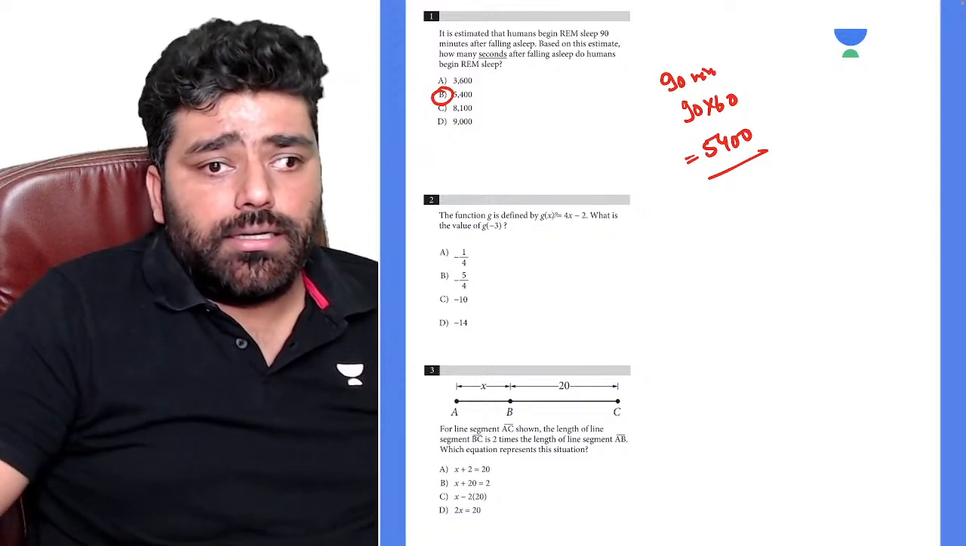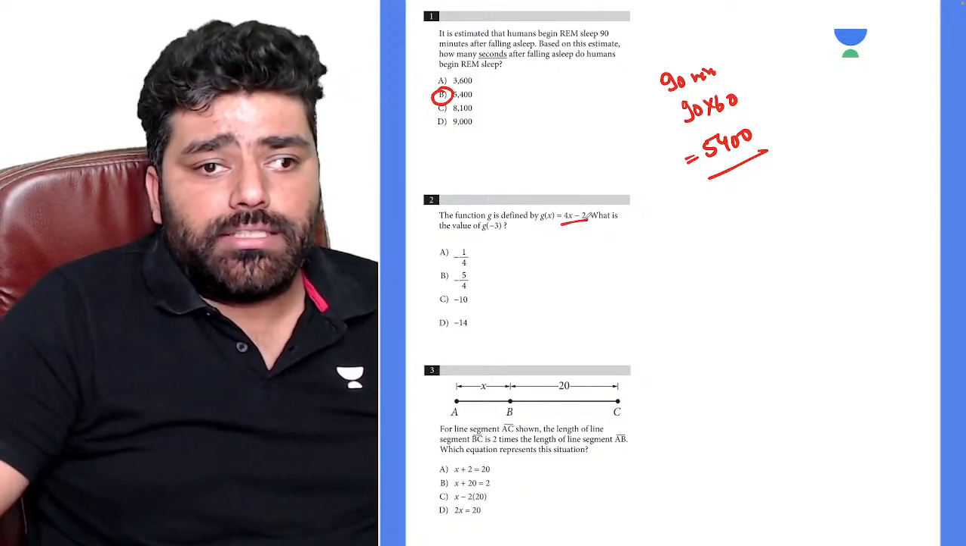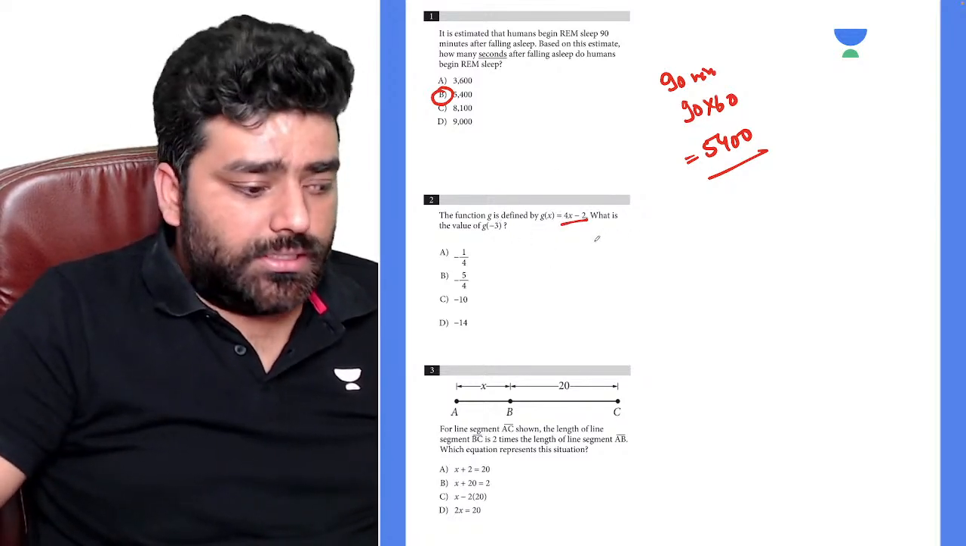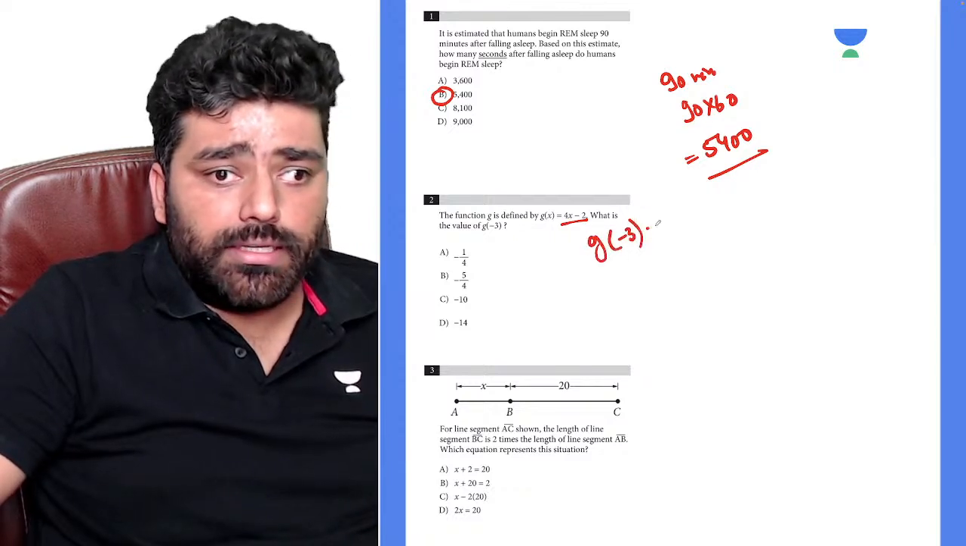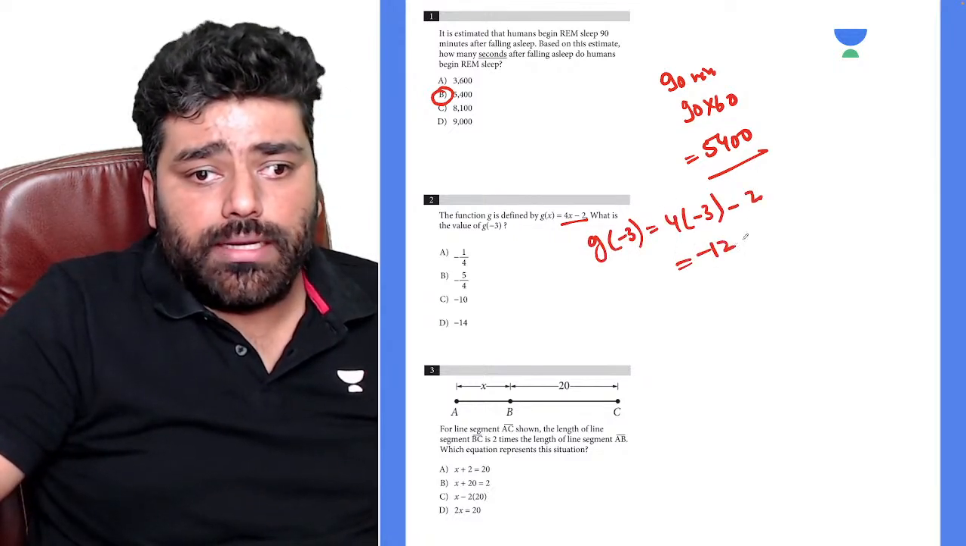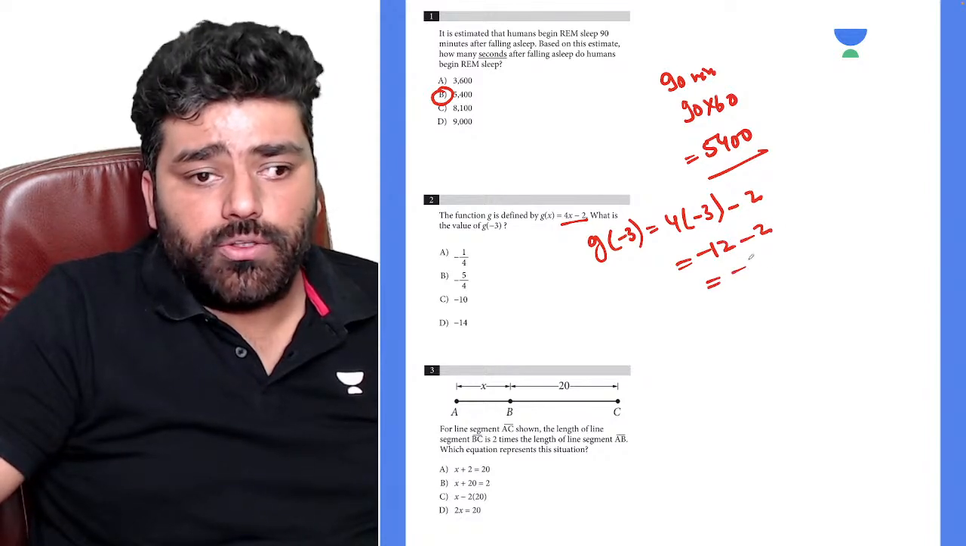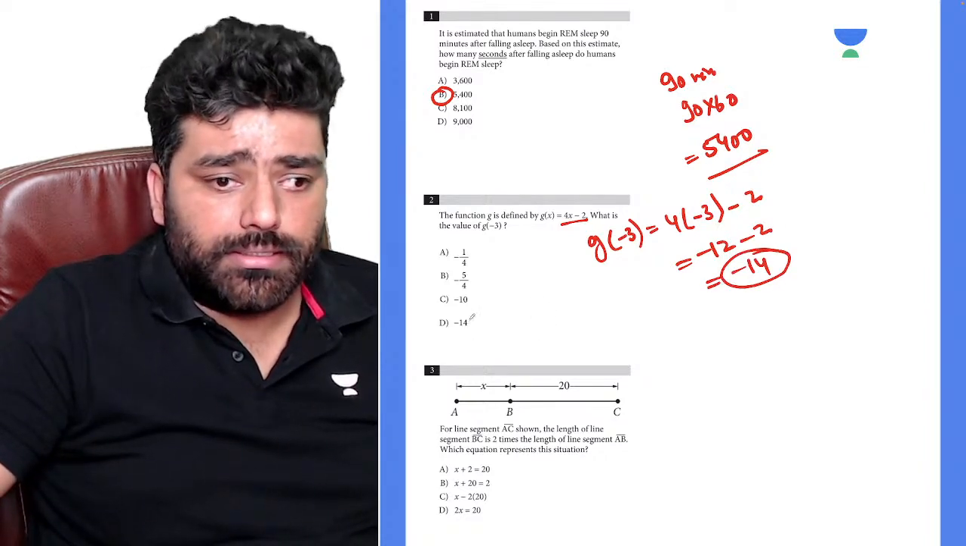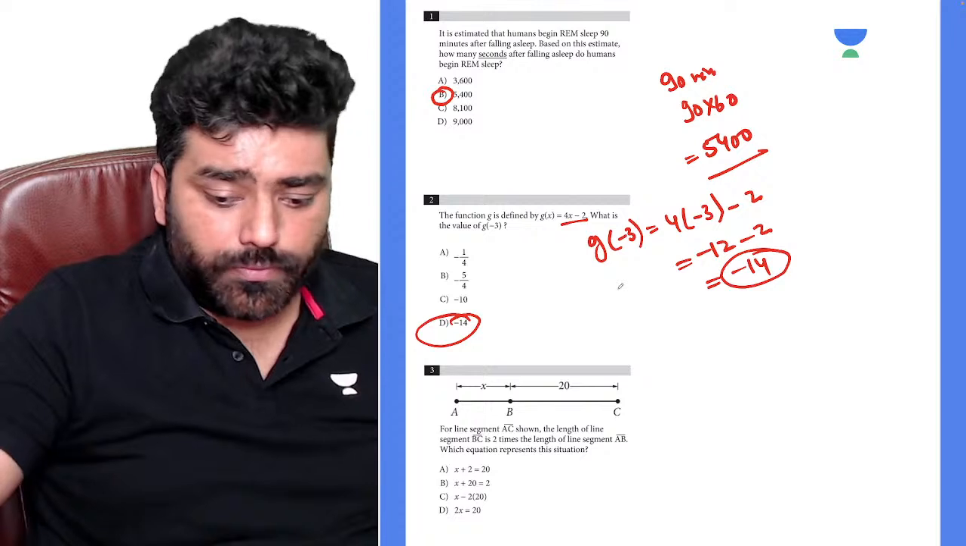The function g is defined by g(x) = 4x minus 2. What is the value of g(-3)? So g(-3) is equal to 4 times negative 3 minus 2. That is going to be negative 12 minus 2, and that is going to be negative 14. Do we have this? Yes, that's D.